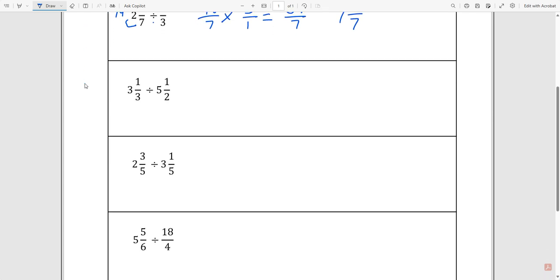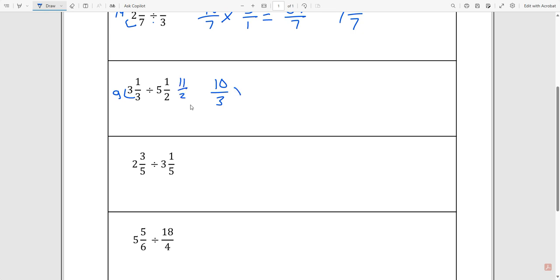All right, let's look at the second problem where we have 3 and 1/3 divided by 5 and a half. And again, I'll just simply convert both of these mixed numbers to an improper fraction, change the operation from division to multiplication, flip the second fraction. And so we have 3 times 3 is 9, 9 plus 1 is 10. And so I have 10 over 3. And then the second fraction, we have 5 times 2 is 10, plus 1 is 11. I have 11 halves.